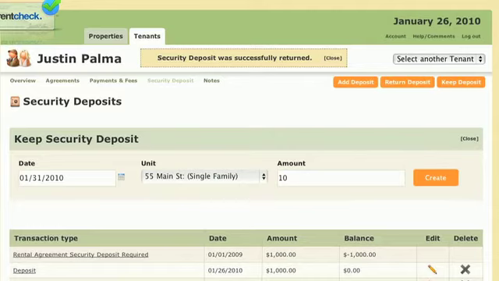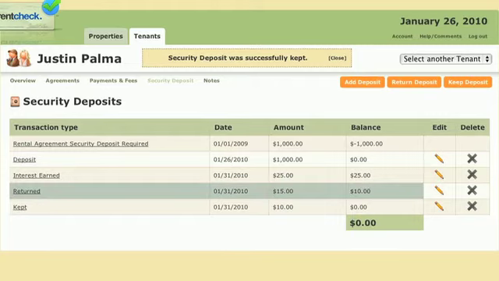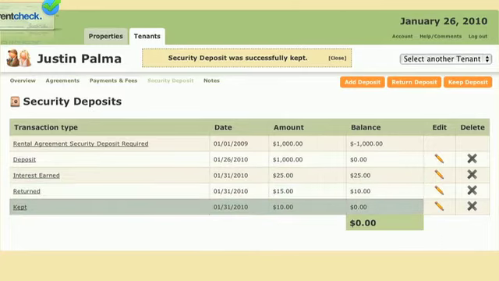You have to select that because we need to apply that income, this $10, to that property for tax purposes. So go ahead and create. And now we're zeroed out. So we earned interest of $25. We returned $15 to the tenant, and we kept $10.